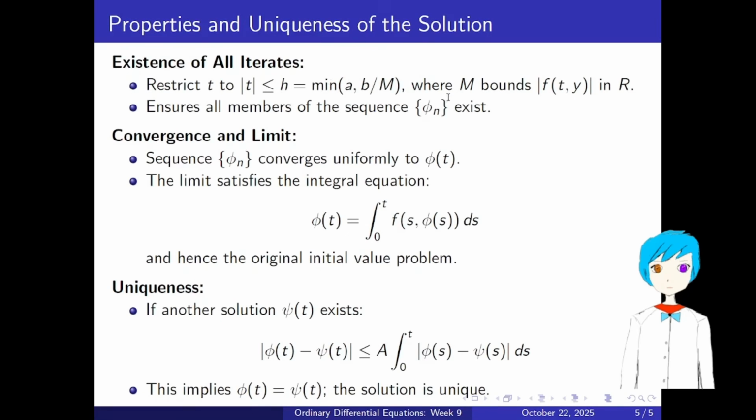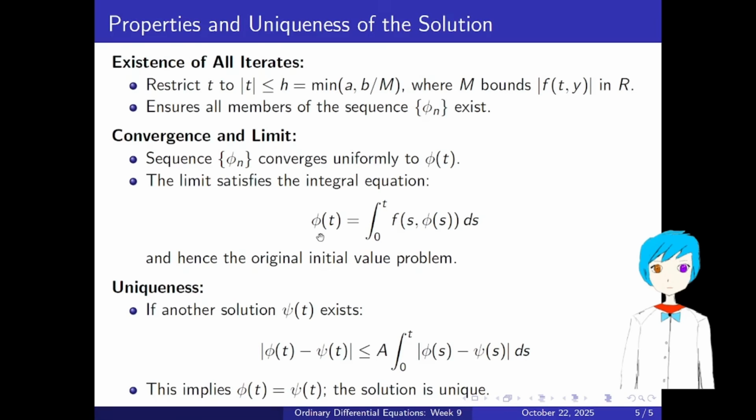This is because we first impose some uniform bound on both f and its derivative. And then, in this sense, we need to ensure that all members of the sequence exist. The proof is technical, and you can try to do this as an exercise. You can try to prove that the sequence converges uniformly by the Cauchy convergence theorem. There exists a limit function, and then you can prove that the limit function satisfies this integral equation.